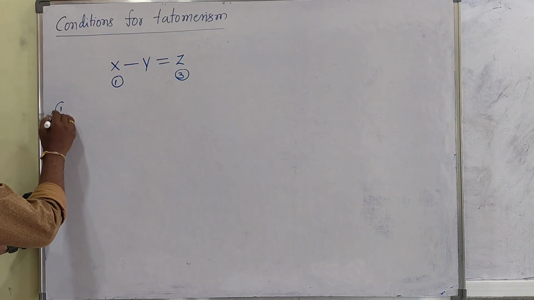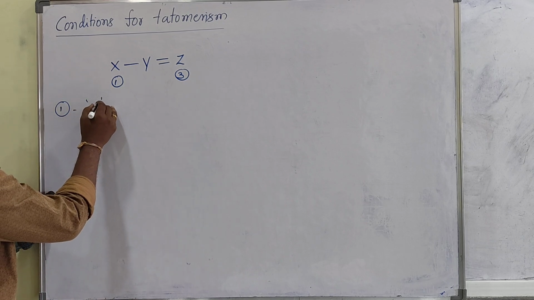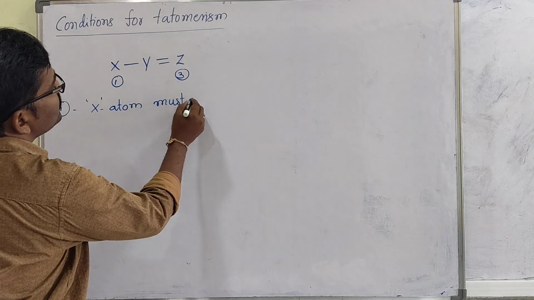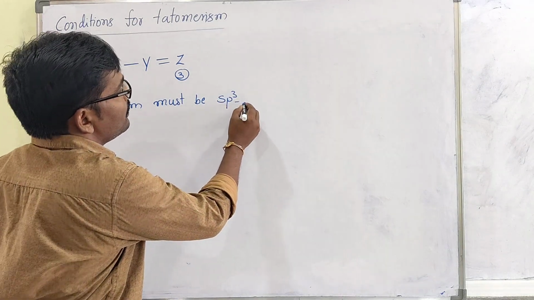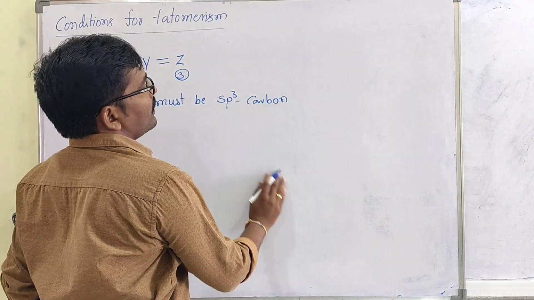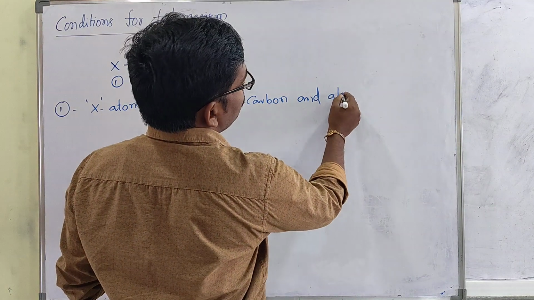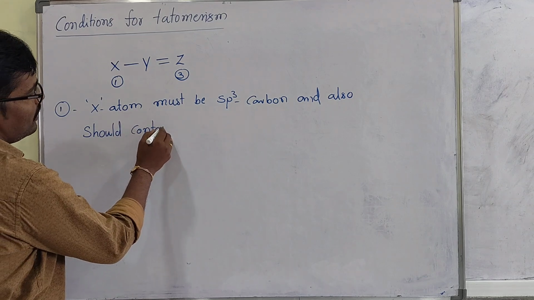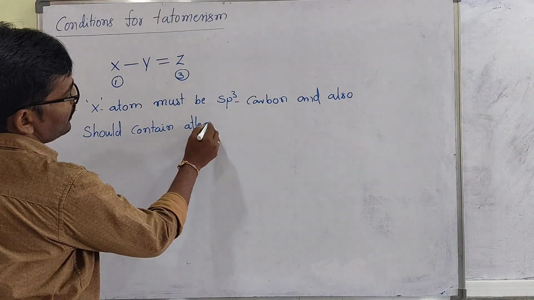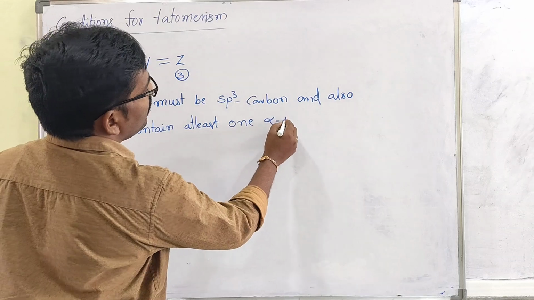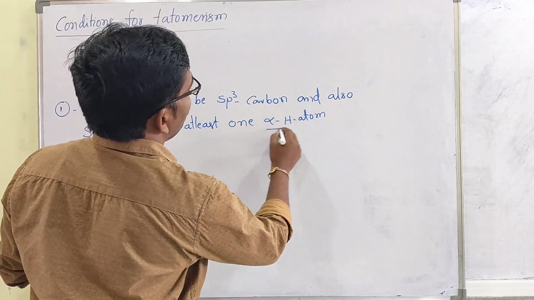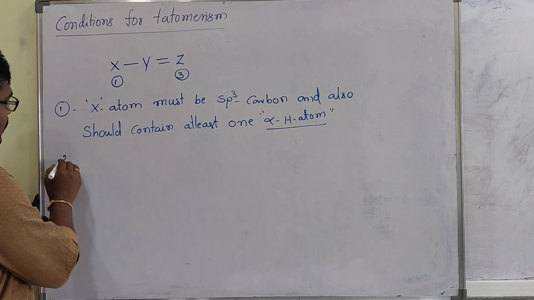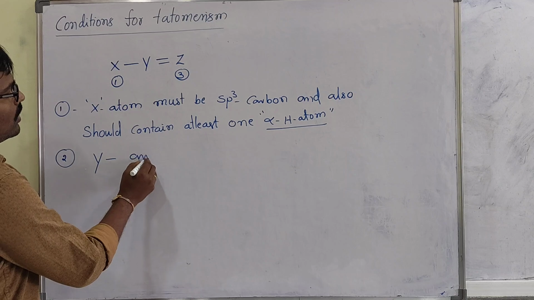So what I told, first condition, X atom must be sp3 hybridized carbon, and also should contain at least one alpha hydrogen atom. At least one alpha hydrogen atom should be there. That's what I told. Which atom? X atom. Then second, Y atom, any one of atom.